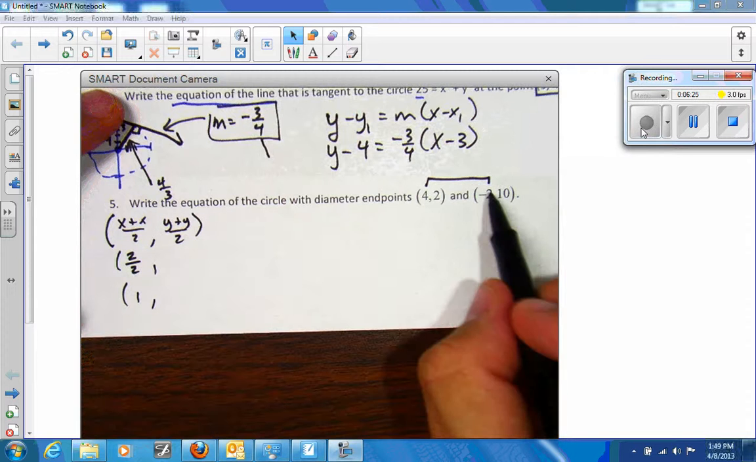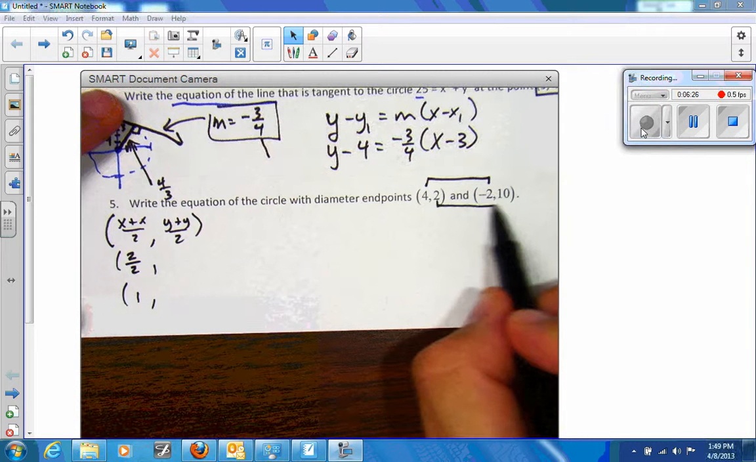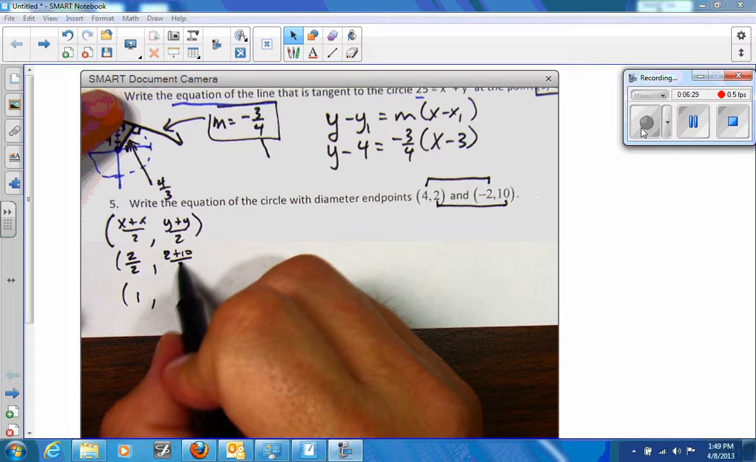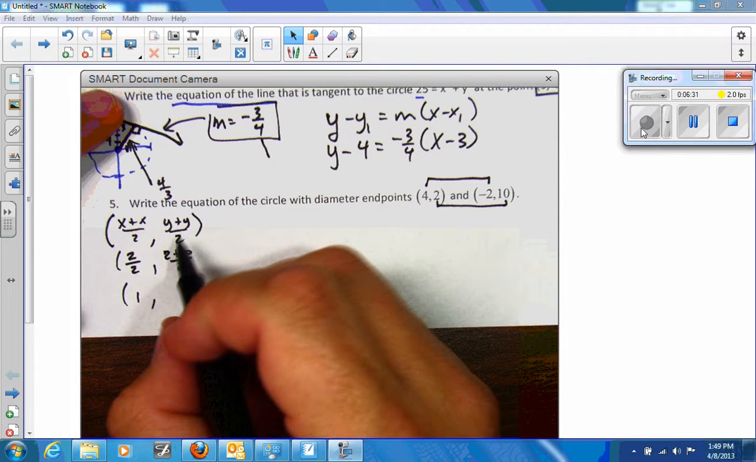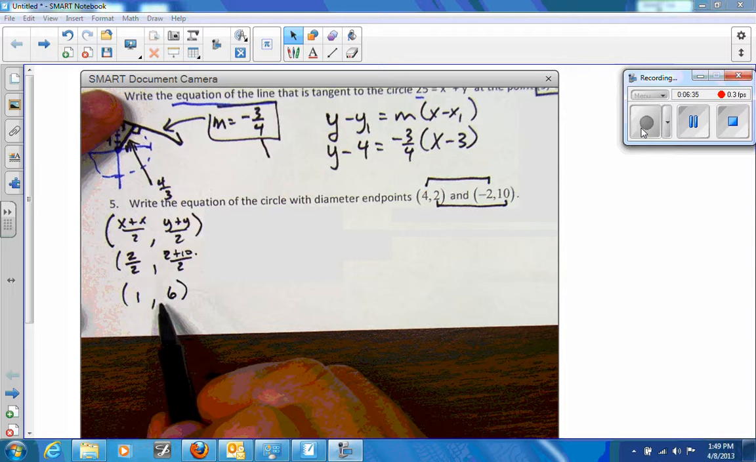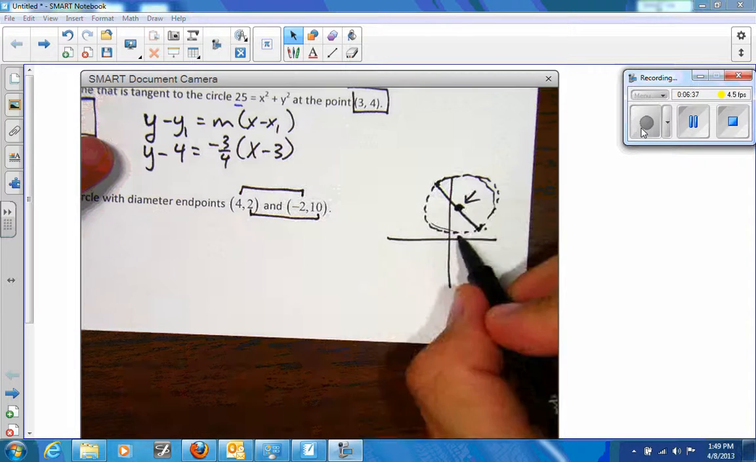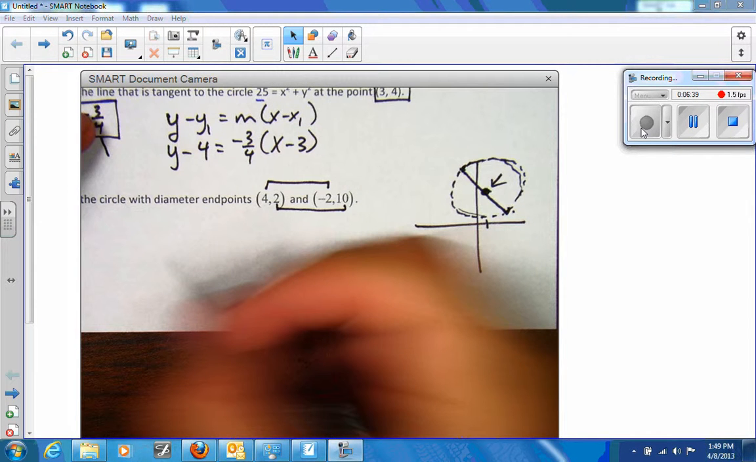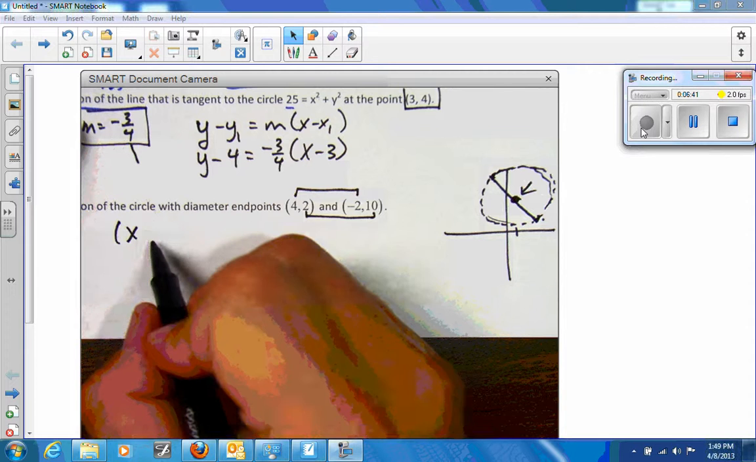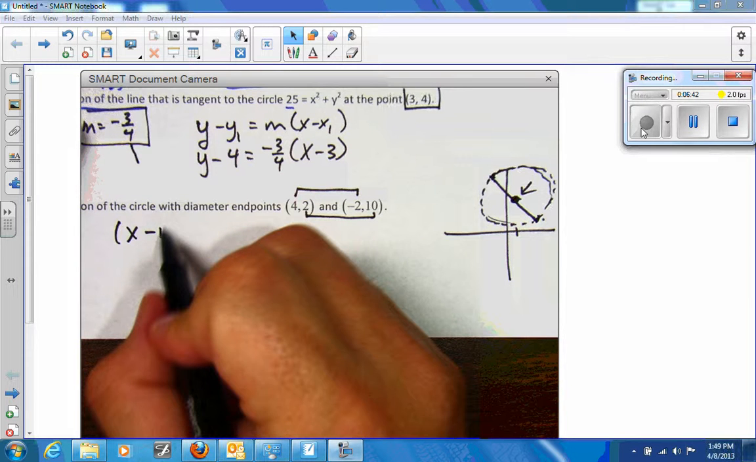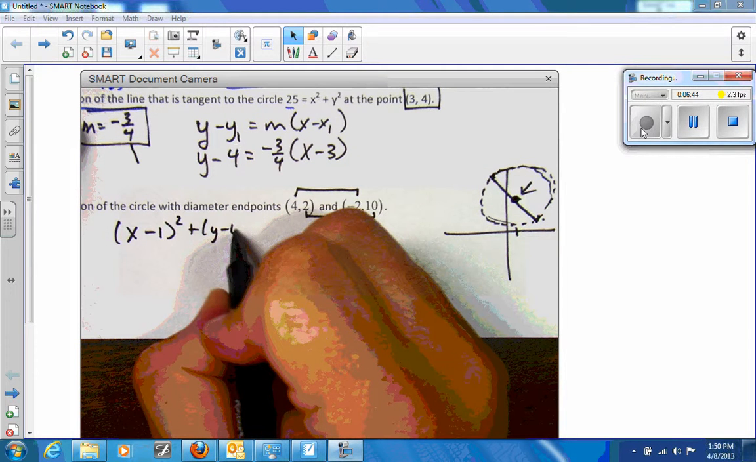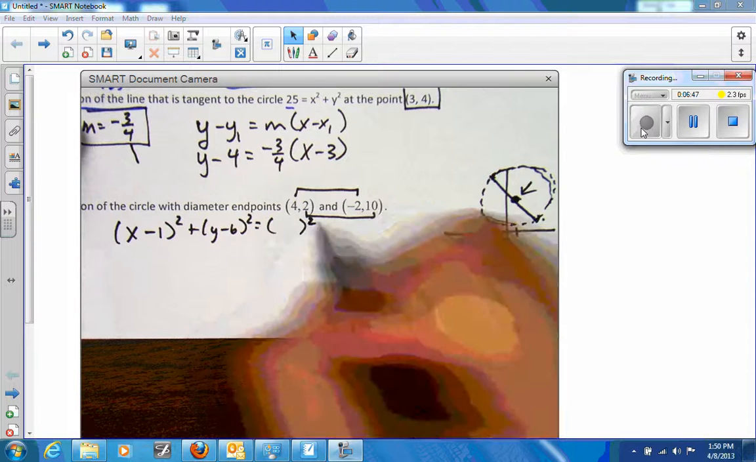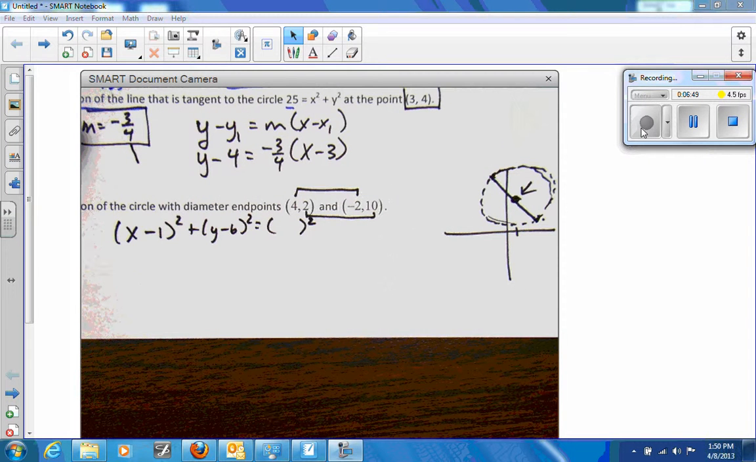And the y's are 2 plus 10, which is 12, divided by 2. So 12 divided by 2 is actually 6. So my center is at (1, 6). Now if you look at that, yeah, that could be (1, 6). So now (x minus 1) squared plus (y minus 6) squared equals my radius squared. So now I have to find my radius and then square it.